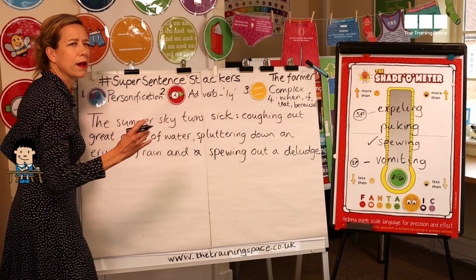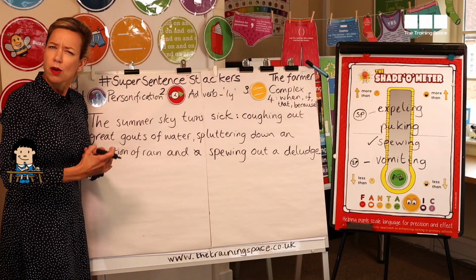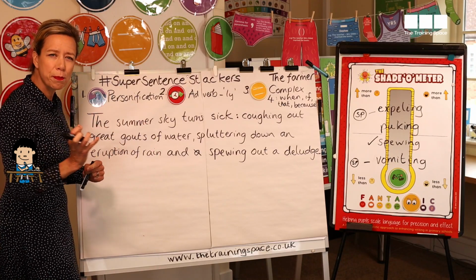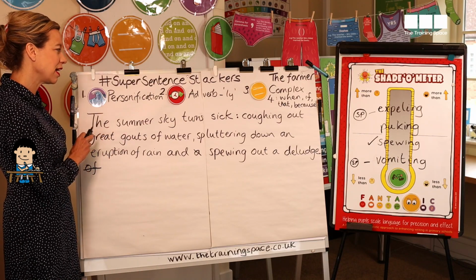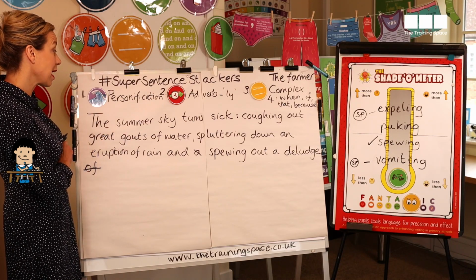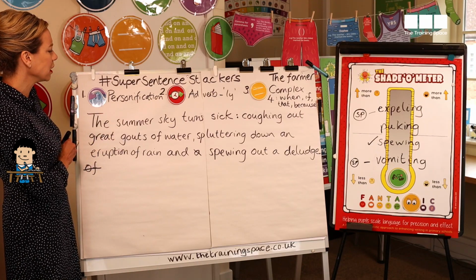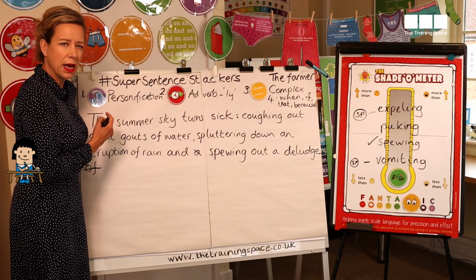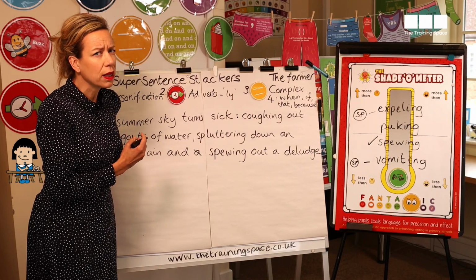I'm going to read that back. This is the sky being a person, but not a healthy person, a sick person. I'm going to read the personification back now. The summer sky turns sick, coughing out great gouts of water, spluttering down an eruption of rain, and spewing out a deluge. Oh, deluge. Mrs. C, you're doing ever so well today.